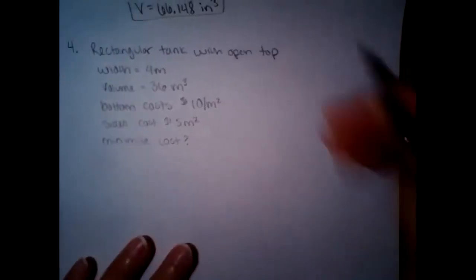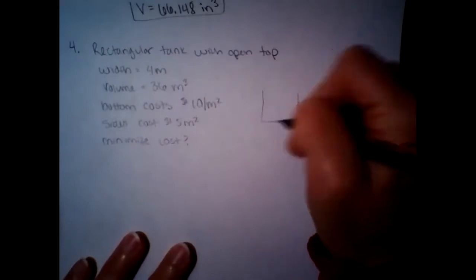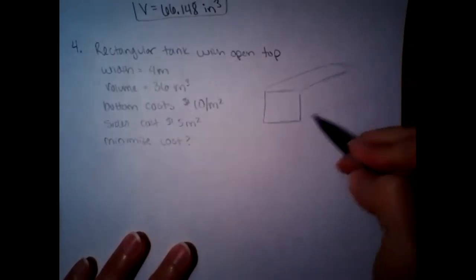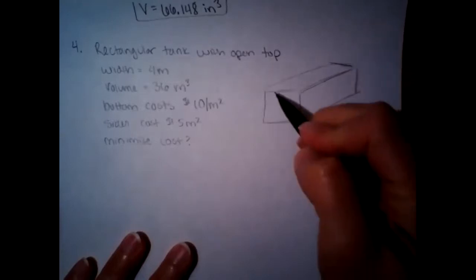So I will draw a picture of this. I even drew a picture of it then too, so I don't understand at all what happened. But anyway, here's the rectangular tank. It's like a fish tank. This is the extent of my artistic abilities here. All right, there we go.